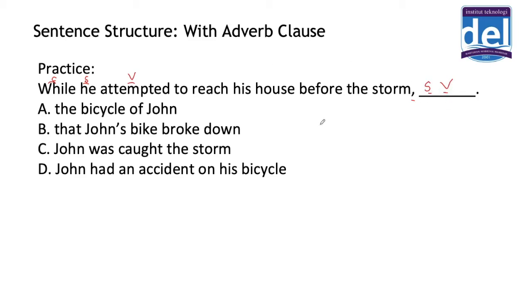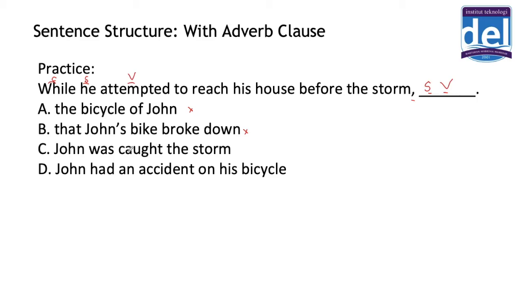Now let's review the options. I will eliminate A and B because A and B do not have a verb. Now I have two options, either C or D. Both of them have subject and verb. Do not get confused. Test the meaning.